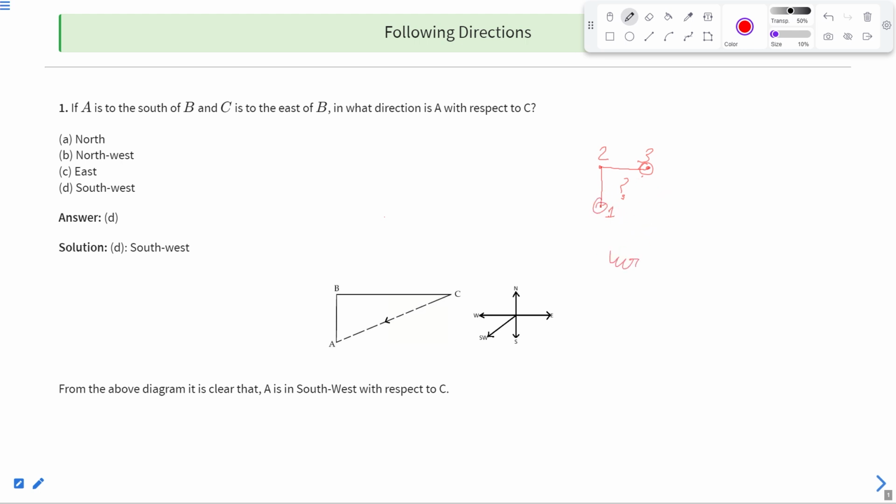With respect to is a term you will see a lot in these types of questions. It means who we're focusing on, or in the perspective of whom.